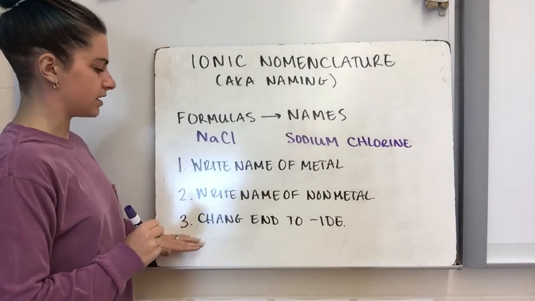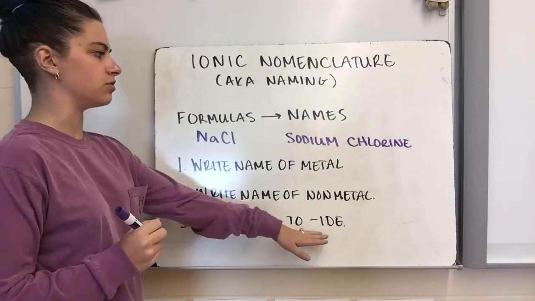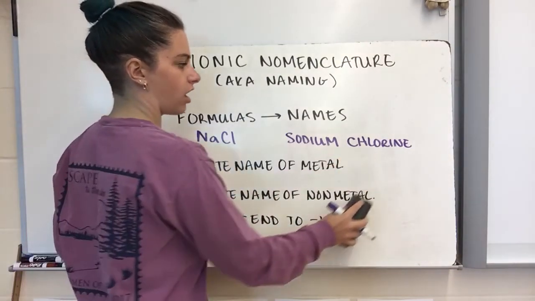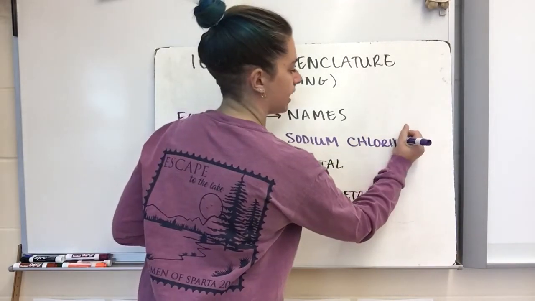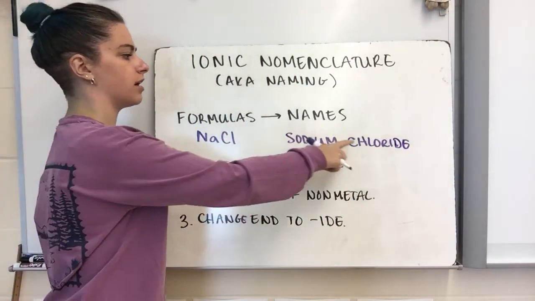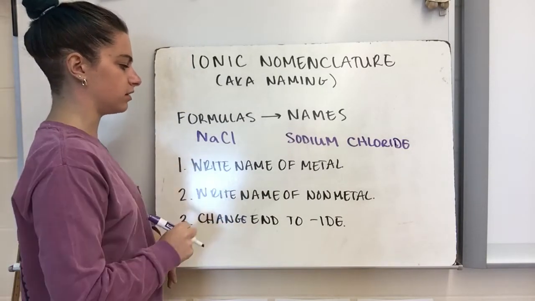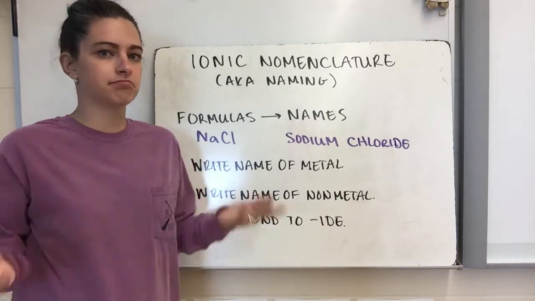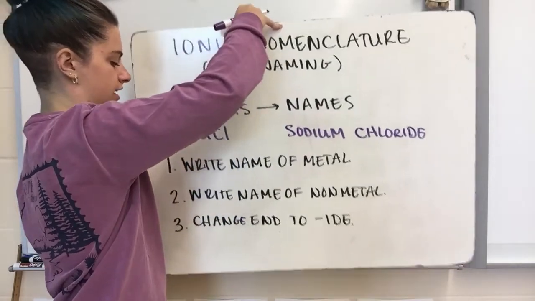And then my third step is to change the end to IDE. So I'm going to take chlorine, that's at the end, and I'm going to take off the ending, and I'm going to change it to IDE. So NaCl becomes sodium chloride. So I just followed my three steps: write the name of the metal, write the name of the nonmetal, change the end of the nonmetal to IDE. Nice and easy, okay?